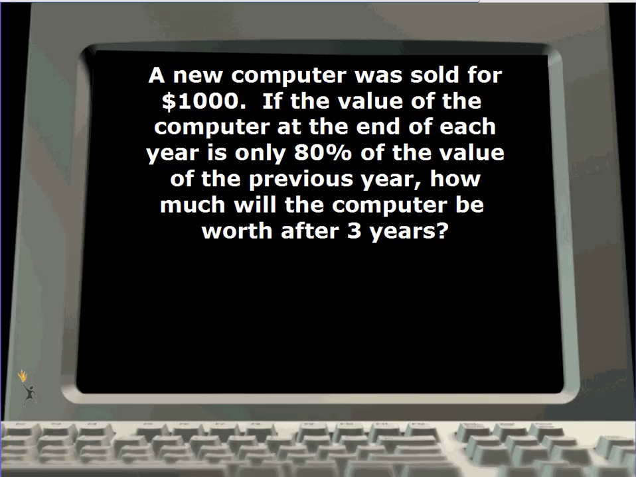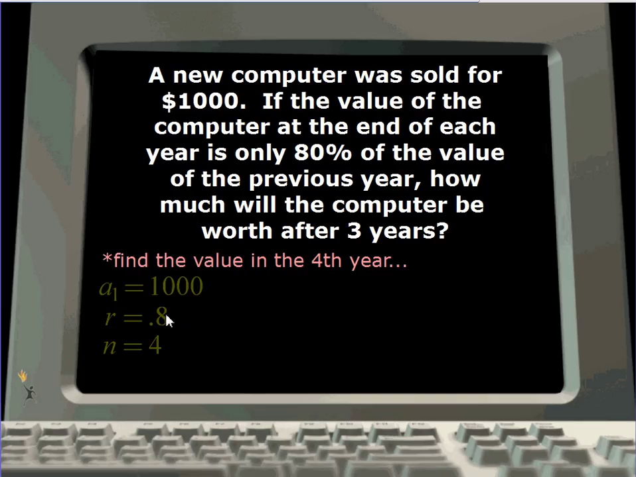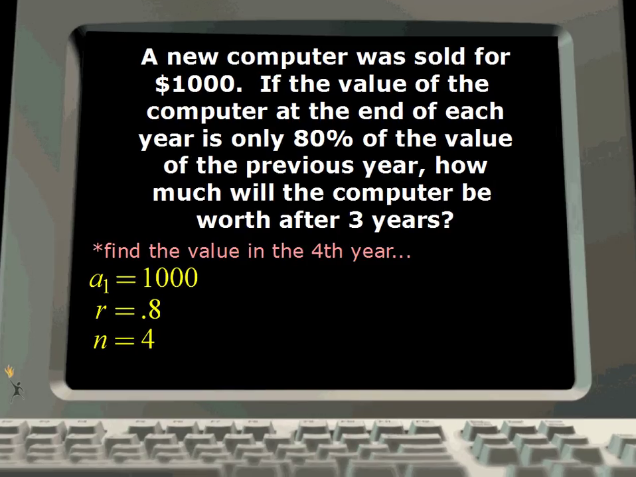So the parts that we do know, we know our initial value, we know our rate of change, 0.8 for 80%. Finding n in this situation is a little bit challenging. I'm going to explain why I chose 4 as my value for n in just a moment. Just kind of briefly, however, we have our initial value, and then the computer will have depreciated 3 different times, right, after 3 years. So we're looking for the computer's value in the 4th year, and like I said, I'll explain that more in just a second.